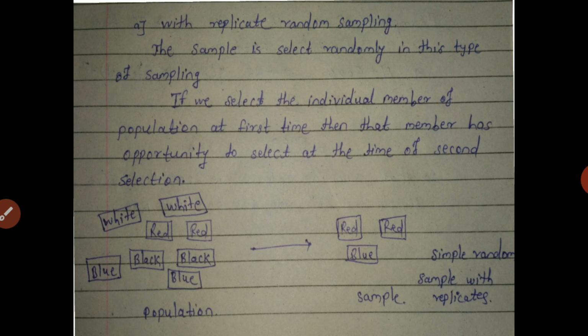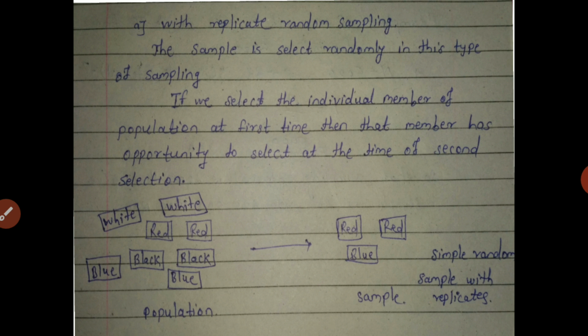So let's see the types. The first one is with replicate random sampling. The sample is selected randomly in this type of sampling. If we select an individual member of a population the first time, then that member has the opportunity to be selected again at the time of the second selection.